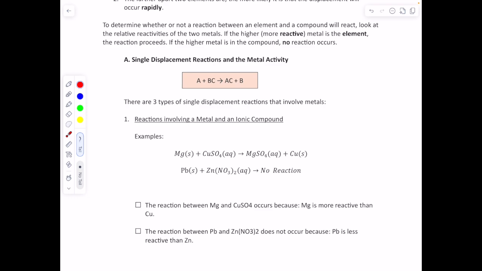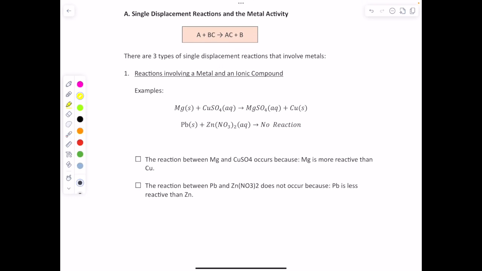There are three types of single displacement reactions. There are those involving a metal and an ionic compound. For example, magnesium and copper sulfate becomes magnesium sulfate plus copper. The magnesium displaces the copper, and copper ends up on its own. We can have a similar example where the reaction doesn't occur. For example, lead and zinc nitrate. No reaction will occur because zinc is higher on the reactivity series, and lead is less reactive than zinc.